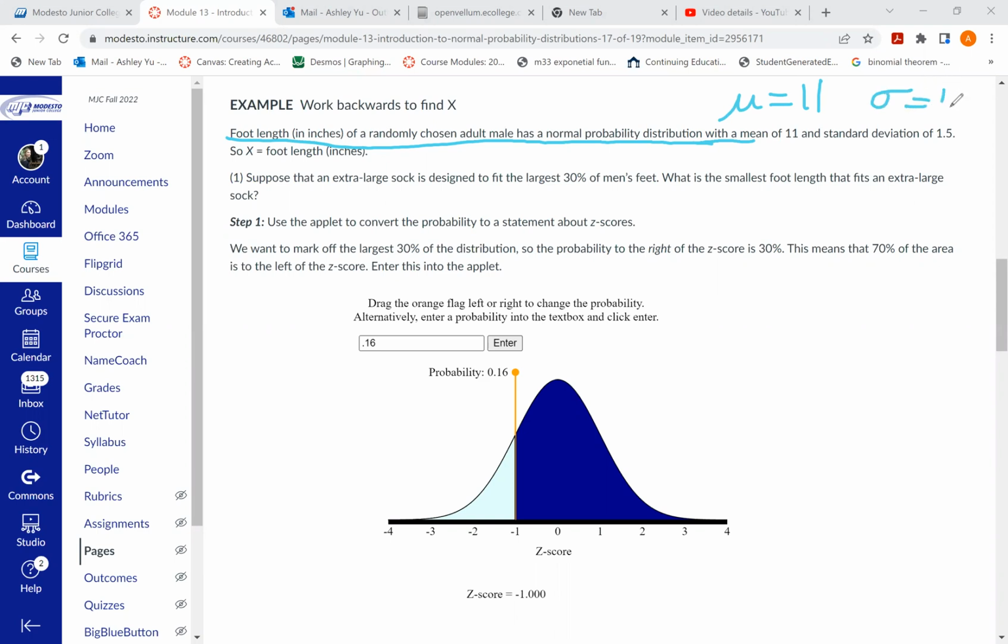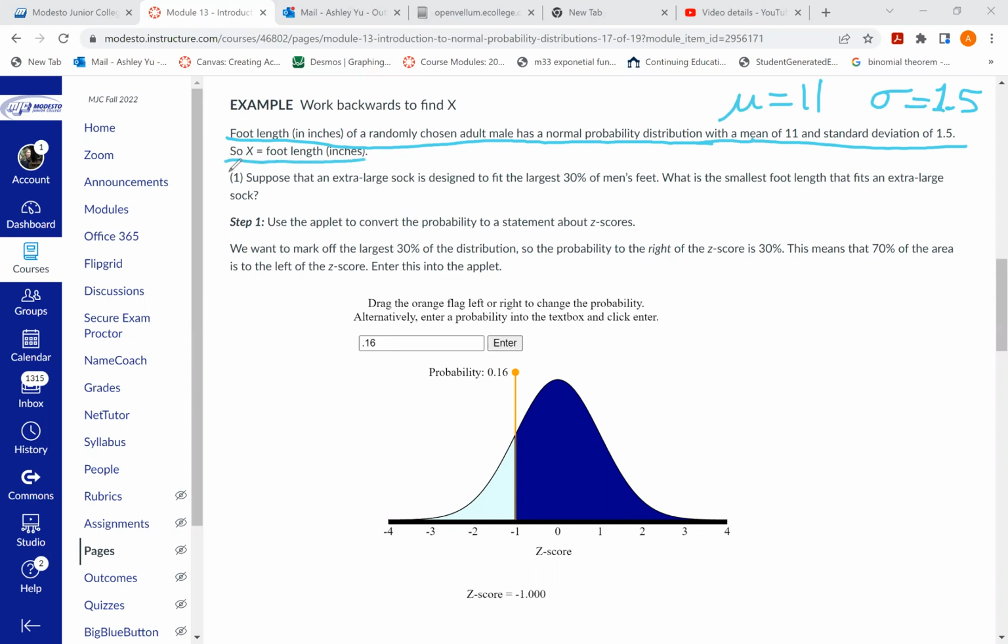If we introduced a new example, not only would the new process of working backwards confuse us, but also the new numbers would be confusing us. So it's good that they're using the same example. I'm very familiar with the 11 and the 1.5, so I'm not going to get confused by that.